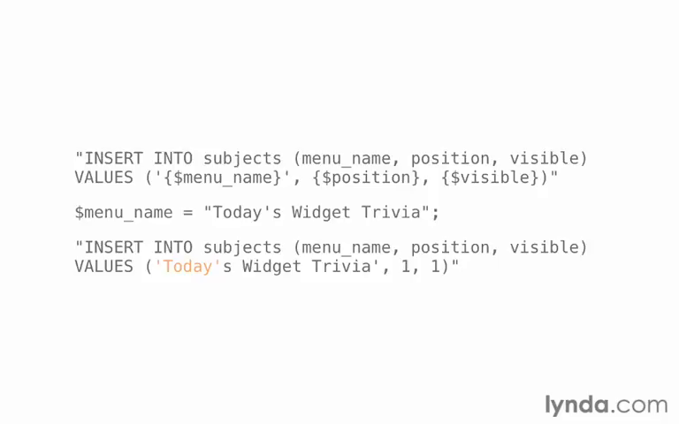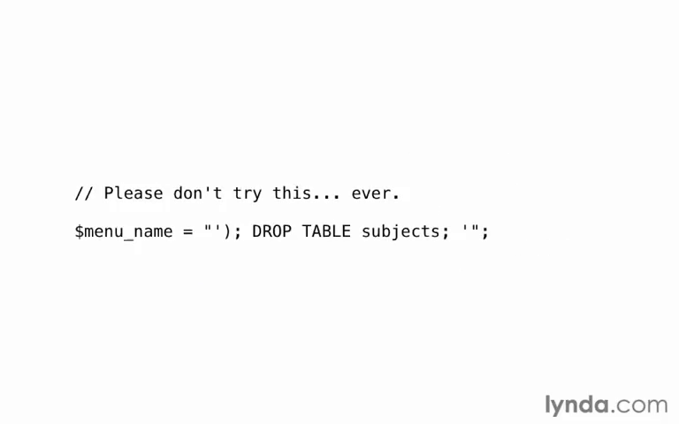Let me show you an example. Let's say that we have menu name, and it's equal to that single quote at the beginning, followed by some SQL that someone else would like us to run, followed by another single quote at the end, which they may have to modify slightly so that it doesn't raise an error and it actually does execute. But you can see the result here. They're basically taking what was a simple insert statement and turning it into dropping our entire table of subjects.